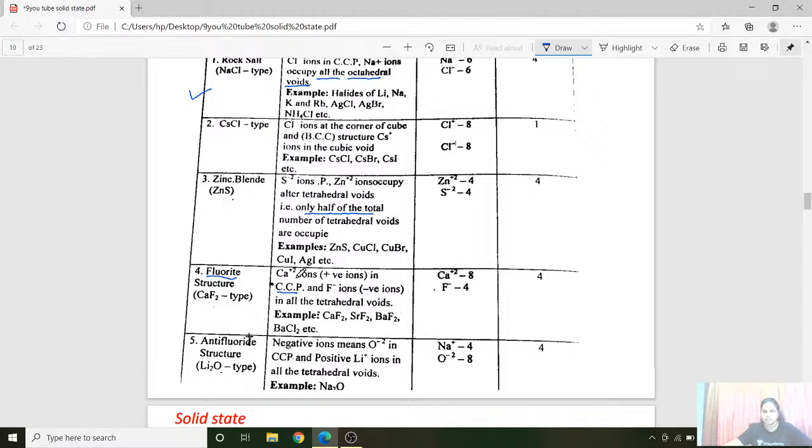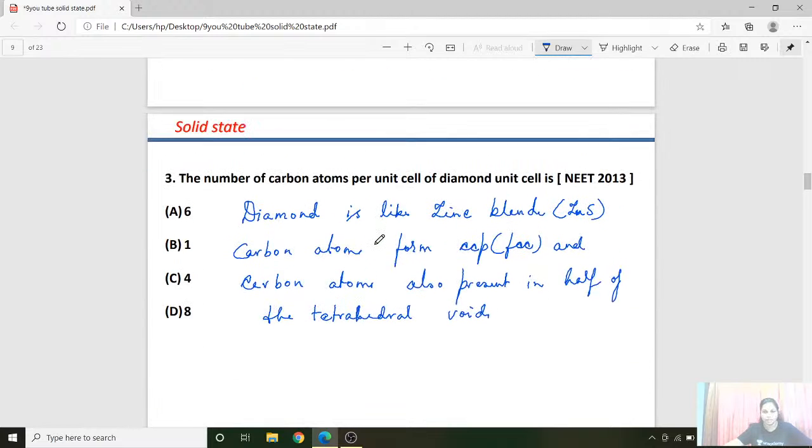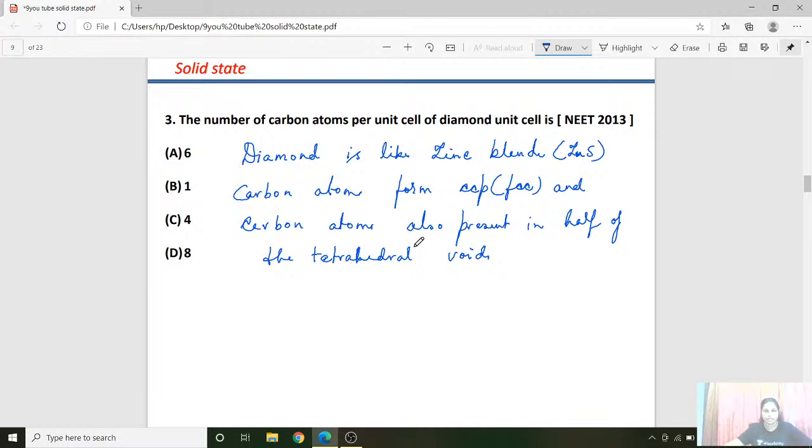Now diamond comes in this. Diamond has a zinc blende like structure, isn't it? Therefore, students, as I told you, diamond is made of only carbon. Therefore carbon forms the CCP and carbon is present in half of the tetrahedral voids. Now when I say carbon atoms form the CCP or FCC, how many atoms are there in FCC? Totally 4. I hope you have done this calculation. 8 particles are at the corners and 6 particles are at the faces. Therefore, the total number is 4. Correct?